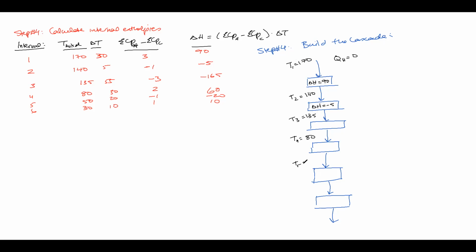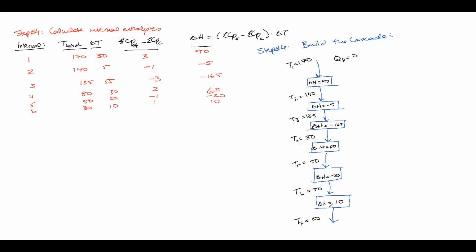T4 is 80, T5 is 50, T6 is equal to 30, and then my final T7 is equal to 20, which is 30 minus the last interval. The final temperature, that's how you get it. And then I'm just going to write my delta H's here. So I wrote 90, I wrote -5. My third delta H is equal to -165. My fourth delta H is 60. My fifth delta H is -20. And my last delta H is equal to 10.